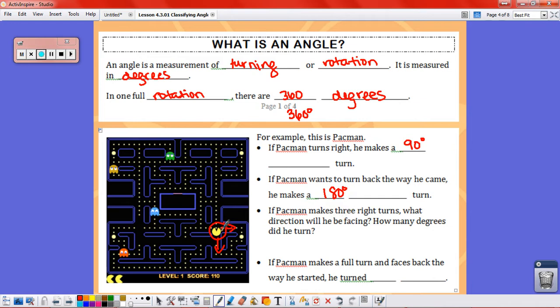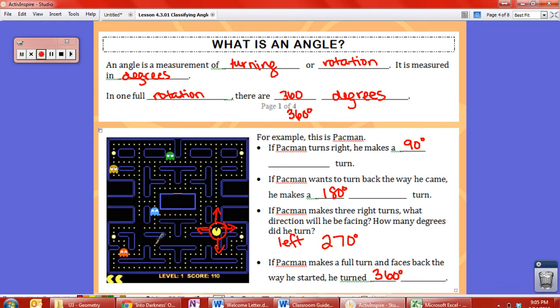If he makes 3 right turns, 1, 2, 3, what direction will he be facing? Left. How many degrees did he turn? Well, it's another 90-degree turn, so it's 270 degrees altogether. 90 plus 90 plus 90. And if Pac-Man wants to make a full turn, face the way he was originally facing, then that's 360 degrees because it's a full rotation. And these are all multiples of 90. 90 times 1, 90 times 2, 90 times 3, 90 times 4. A quarter of a turn, half a turn, 3/4 of a turn, a full turn.